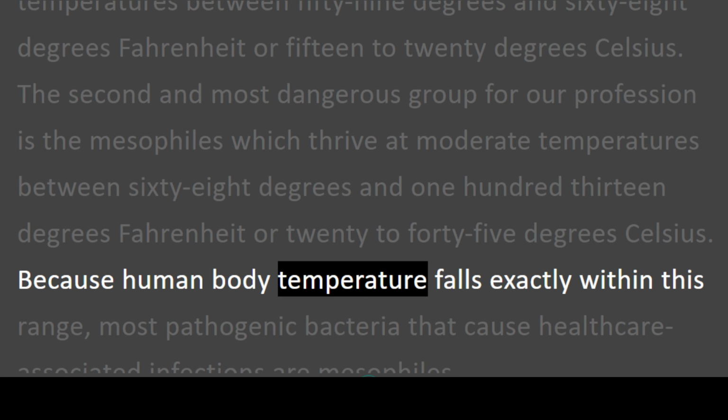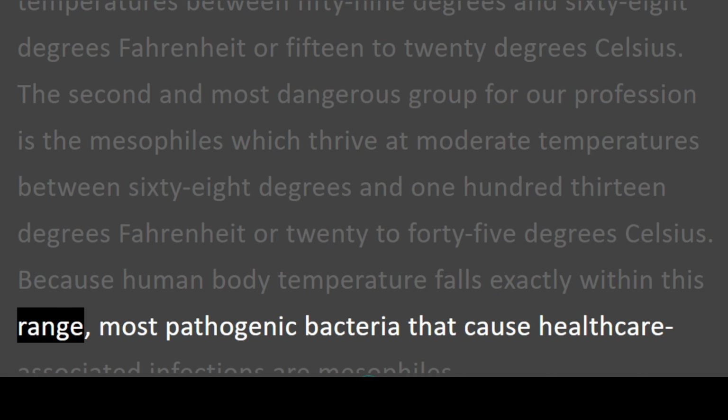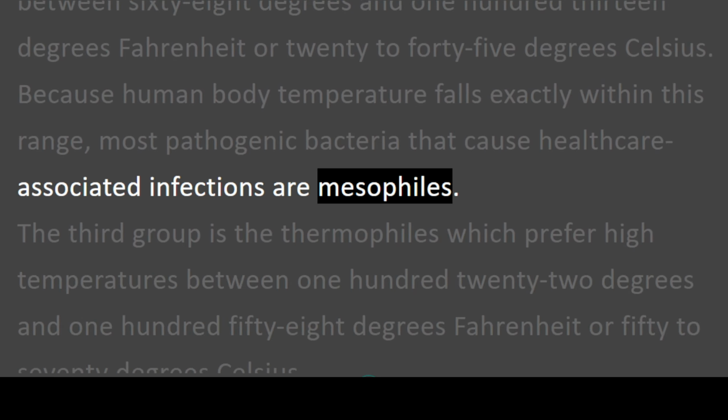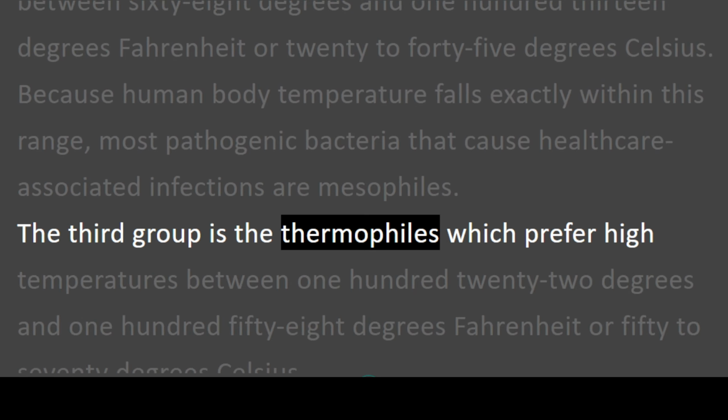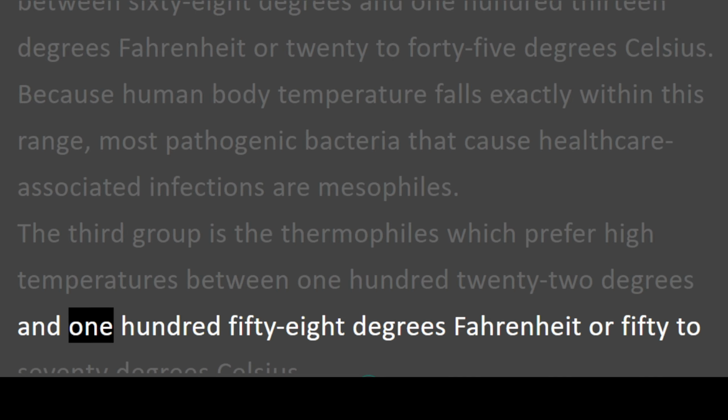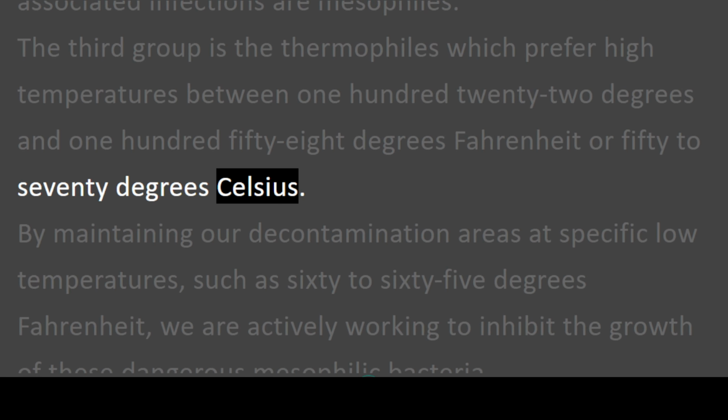Because human body temperature falls exactly within this range, most pathogenic bacteria that cause healthcare-associated infections are mesophiles. The third group is the thermophiles, which prefer high temperatures between 122 degrees and 158 degrees Fahrenheit or 50 to 70 degrees Celsius.